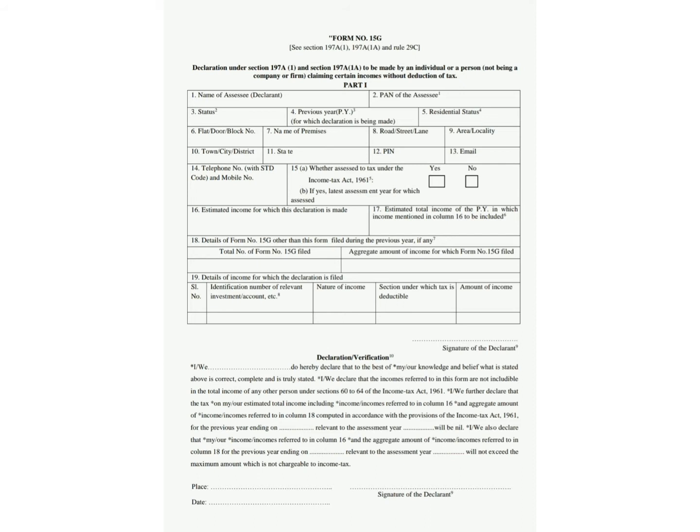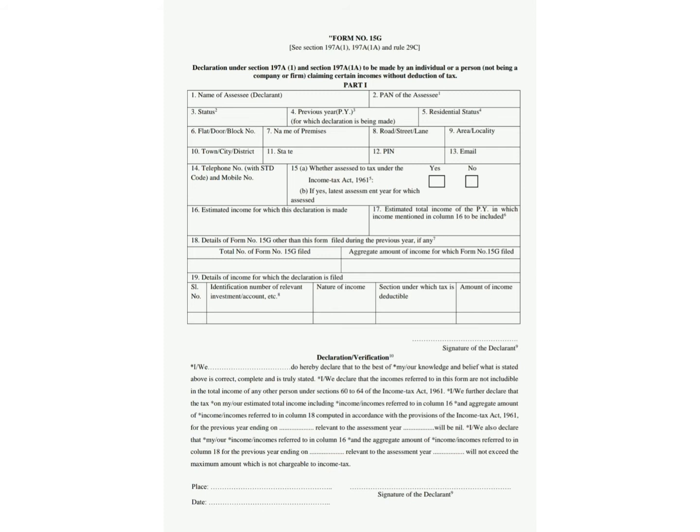On fourth point, previous year for which declaration is being made. So you have to enter here previous year, like we are in September 20, and what is the previous year? That is April 19 to March 20. That is, you have to write here 2019-20. On fifth point, residential status, we are all residents, so you have to write here resident. Clear? On point number 5, you have to write resident.